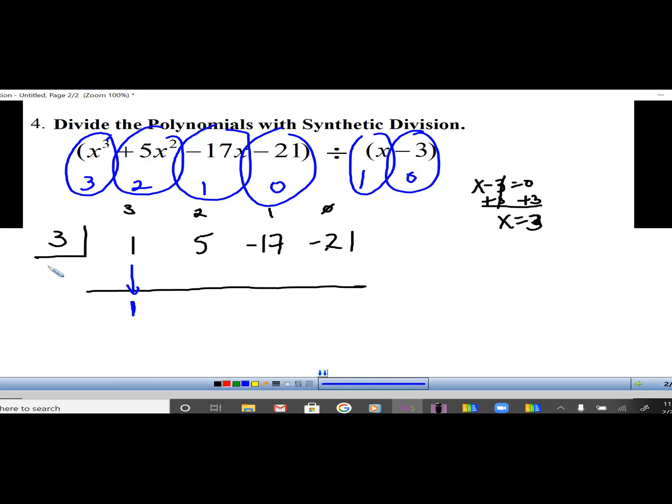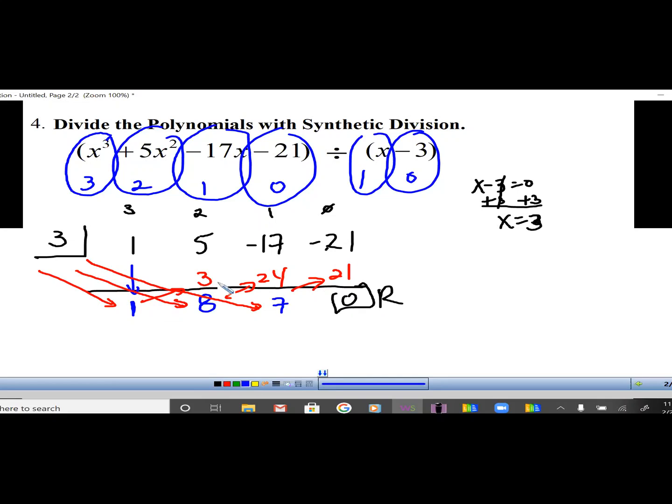And we start our multiplication. What is 3 times 1? 3 times 1 is 3, goes right above the line. Combine 5 and 3, that is 8. We'll do it again. 3 times 8, that's 24. Combine negative 17 and 24, that gives me positive 7. And let's do that again. 3 times 7, that's 21. And negative 21 plus 21, that gives us 0 remainder.